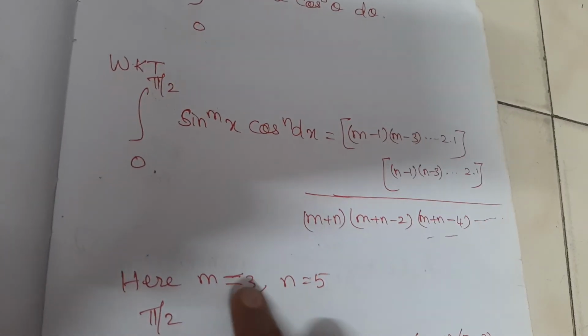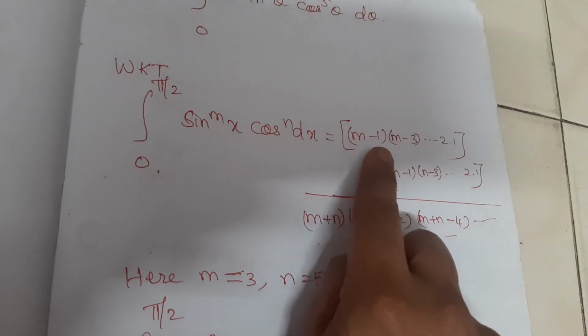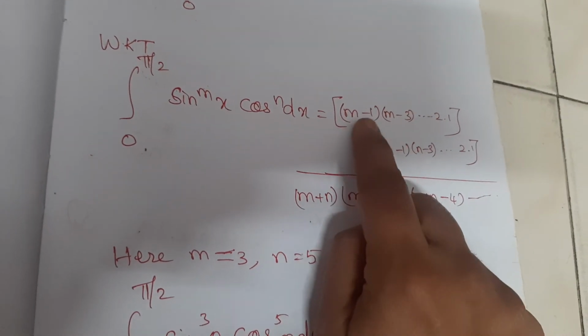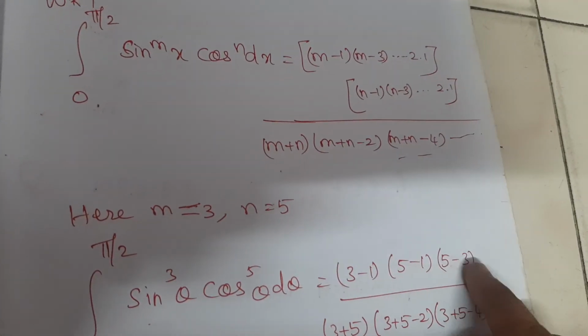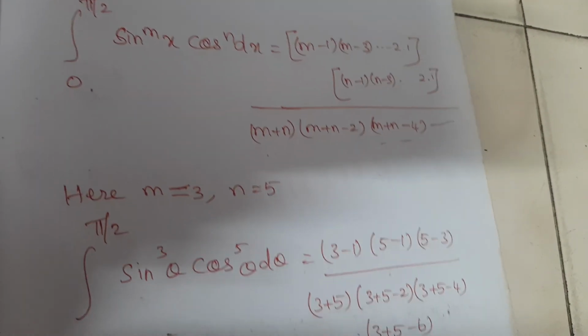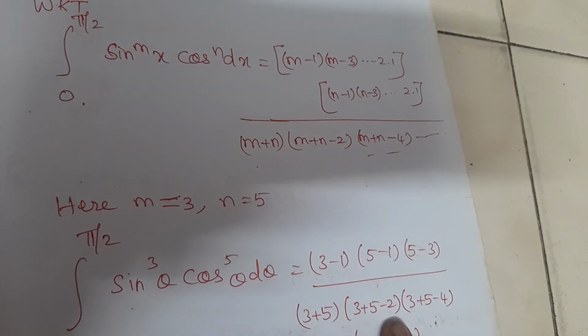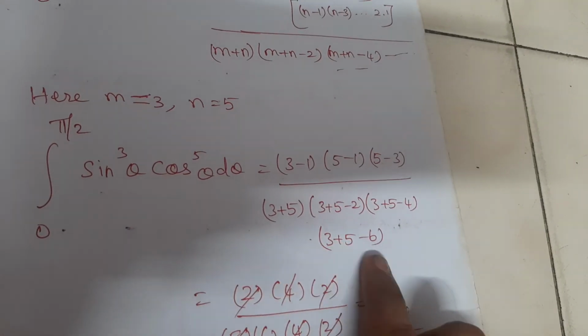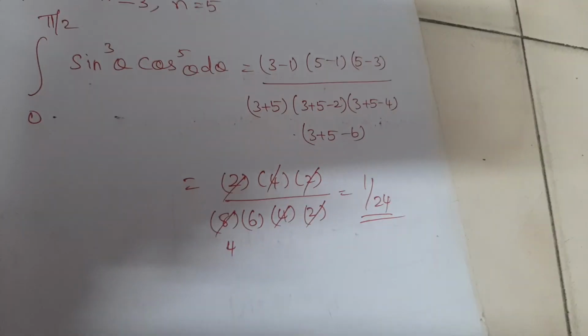See here, m minus 1, m is 3, so 3 minus 1 is 2, and whenever you are getting 2 as the answer, then you have to stop it. Then n is equal to 5. Again you have to start this one: 5 minus 1, 5 minus 3. Divided by, here m plus n is 3 plus 5, 8. Again you want to reduce 2, so you want to reduce 4, so like that you want to reduce: 3 plus 5 minus 6. So till 2 you need to get. So the answer will be 1 by 24.